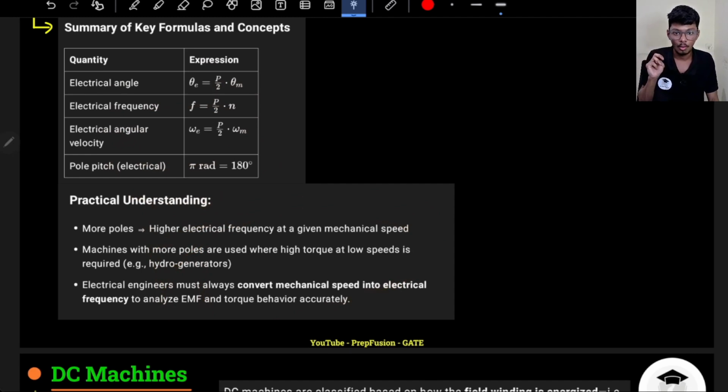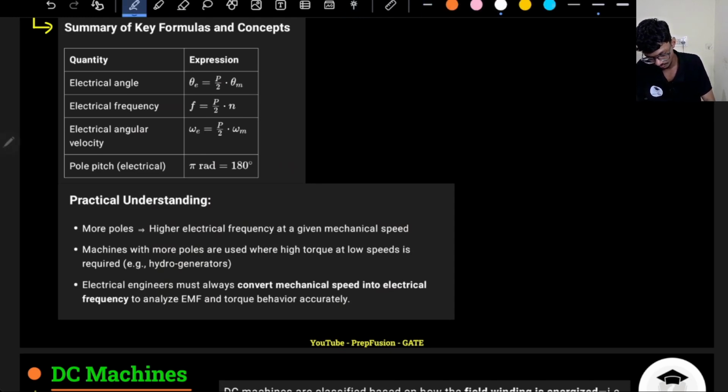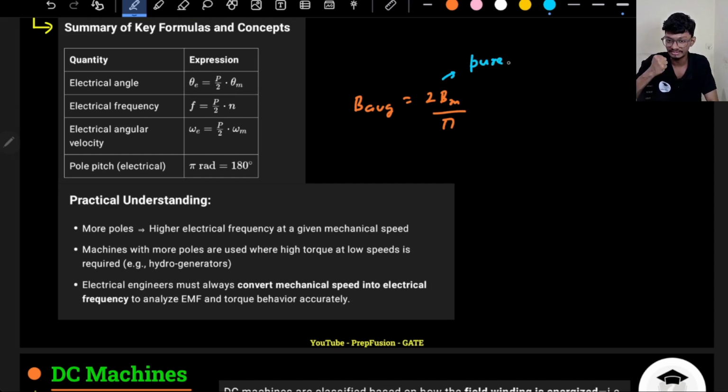One more thing, I forgot to write what B average will be. B average will be 2Bm/π, if it is purely sinusoidal, so this formula is valid only if it is purely sinusoidal. I'm talking about the rectified portion, not the alternating portion. So if it is purely sinusoidal, then my B average will be this.